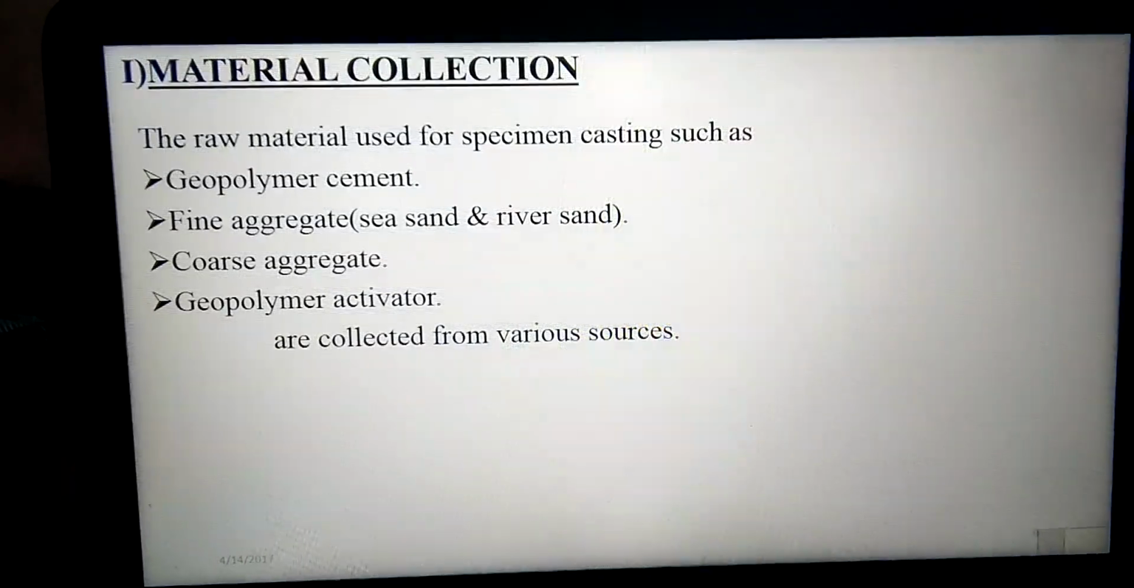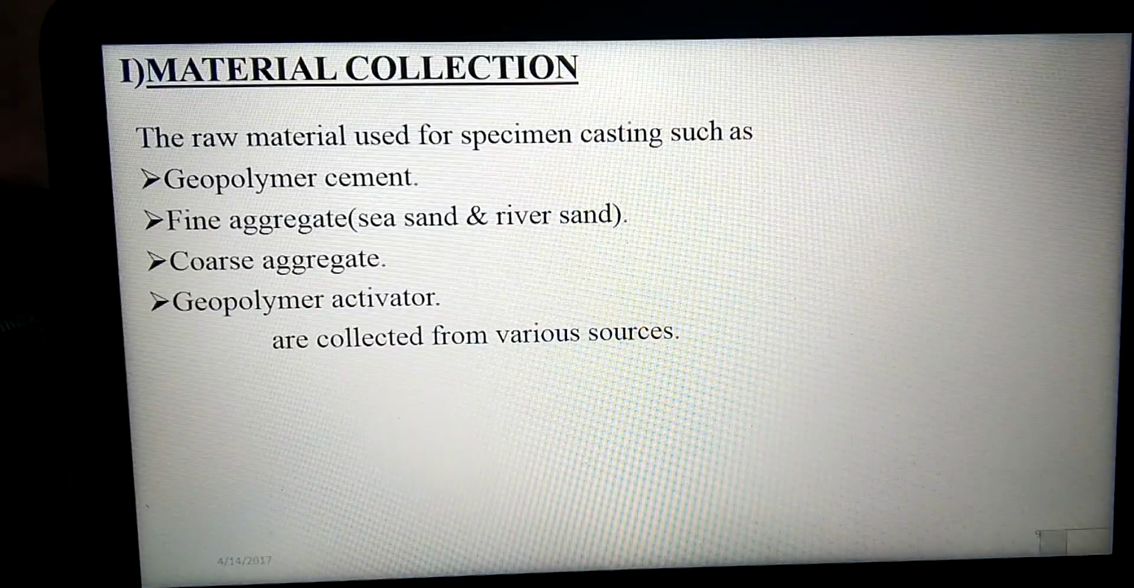Next slide. These are the materials we are using in our GPC. First of all, geopolymer cement, next fine aggregate. Both river sand and sea sand have been used. Next coarse aggregate, 20 mm coarse aggregate has been used, and at last geopolymer activator, which is a replacement for water. If we add anything other than geopolymer activator to our geopolymer cement, solid formation will occur, but it is of no use. That implies when you add geopolymer activator to our cement, only then will the hydration process start.